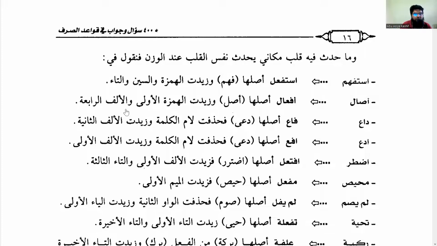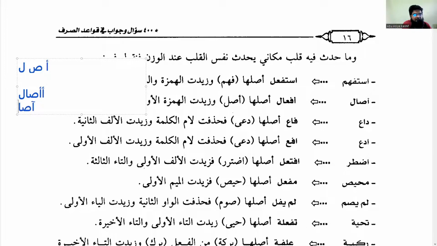Wazidatil hamzatul ula wal alif rabi'a. Oh, asal. Oh, this is mad. So here he says the root letters are hamza, sad, and lam. What we did was we added a hamza in the beginning. So two hamzas came. And then after sad, there was another hamza. So it became asal. And when two hamzas come, they become like a mad. So that's how we find the root letters.